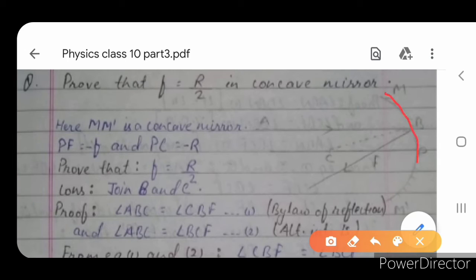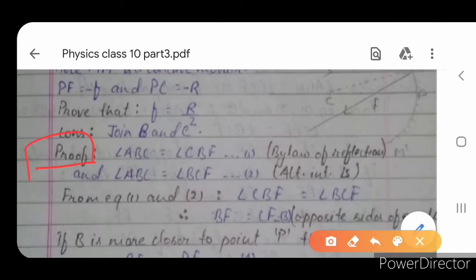So this is a concave mirror: principal axis, pole, focus, center of curvature, and one ray AB coming parallel to the principal axis passes through focus after reflection. This is a basic thing in mirrors. And now we have to join B and C to each other.